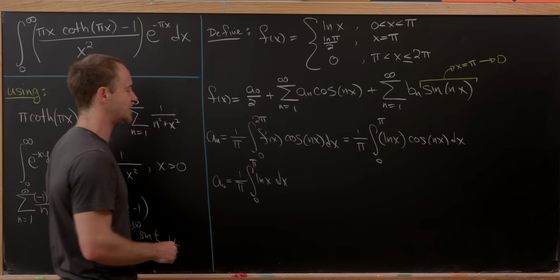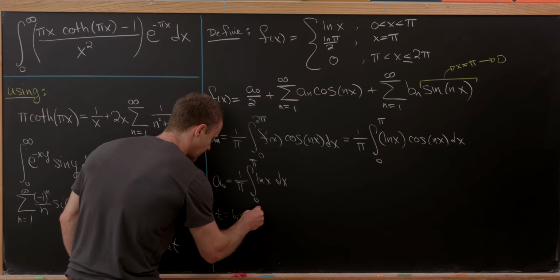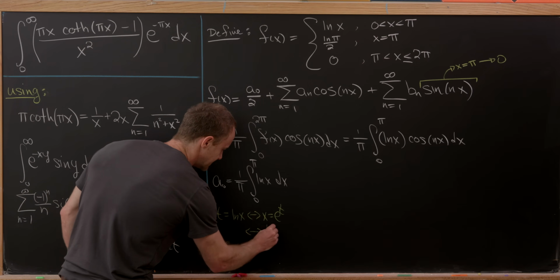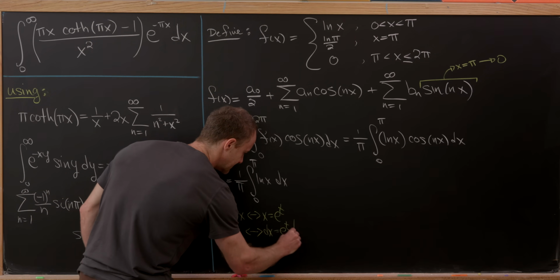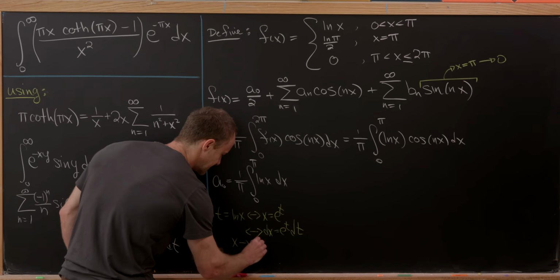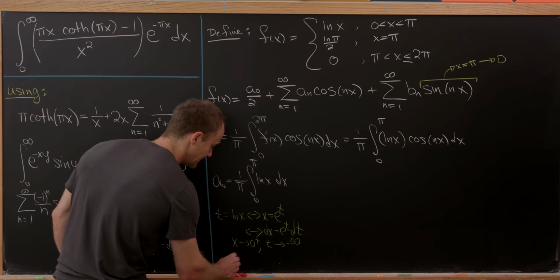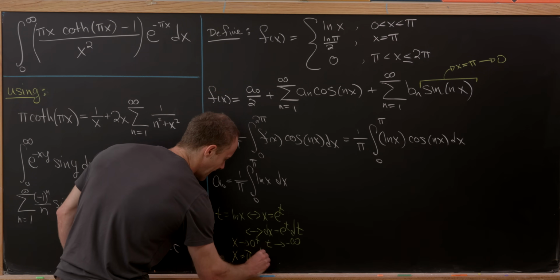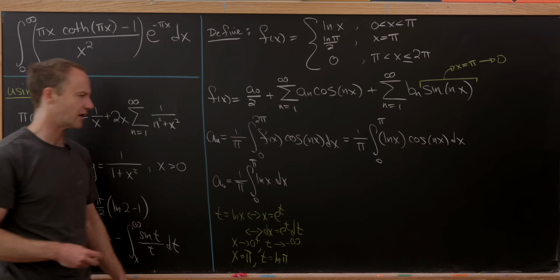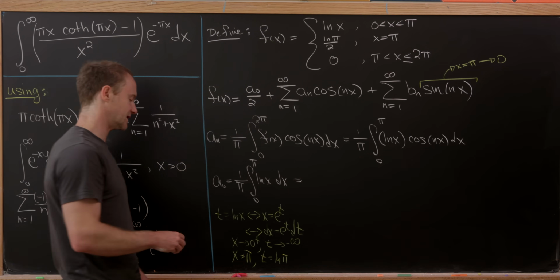Perhaps we'll do it with a change of variables. So let's set t equal to the natural log of x, which means x is equal to e to the t, which means dx is equal to e to the t dt. Furthermore, if x is approaching 0 from above, we see that t will be approaching minus infinity. And then when x is equal to pi, t will be equal to the natural log of pi. So that maybe helps us transport this to a t integral.